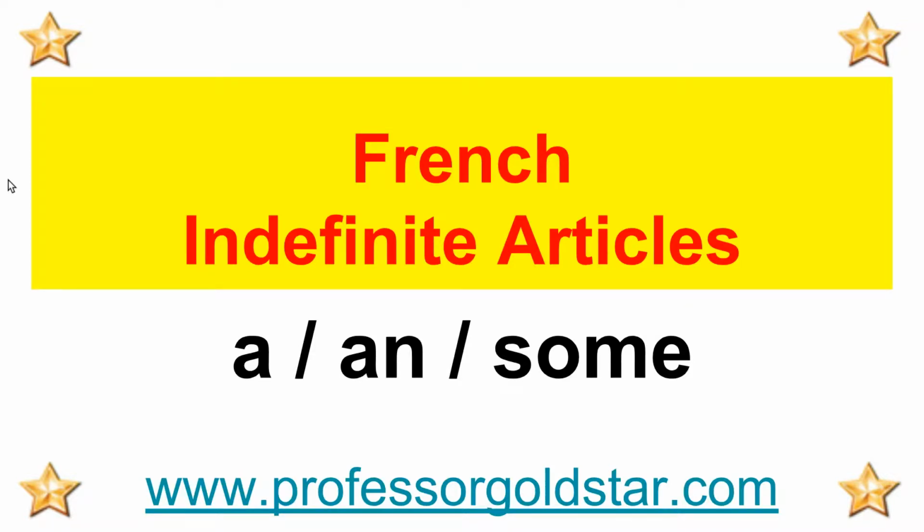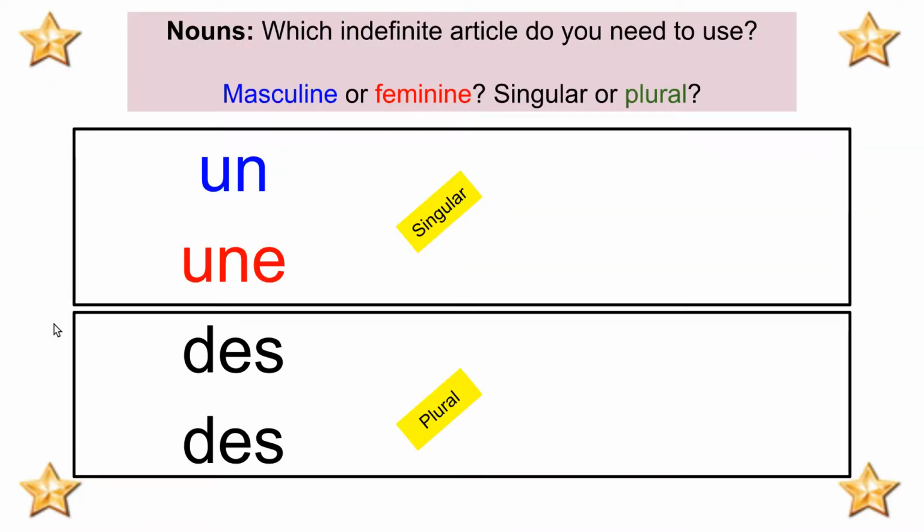In this video, we're going to look at indefinite articles in French. These are the words a, an, or some in English and often precede, as in come before, a noun. In order to use nouns correctly, often you need to know the gender, as in is it masculine or feminine, and the number, as in is it singular or plural, of the noun.